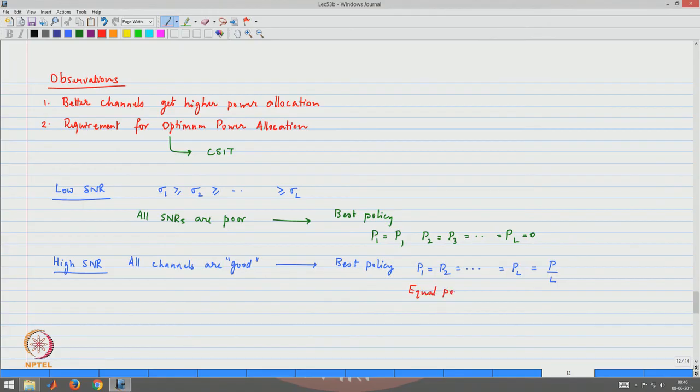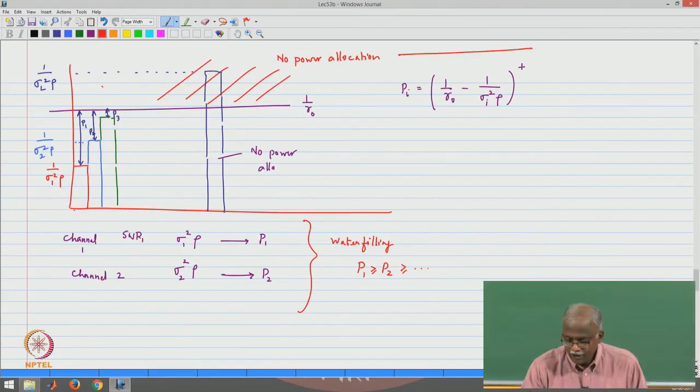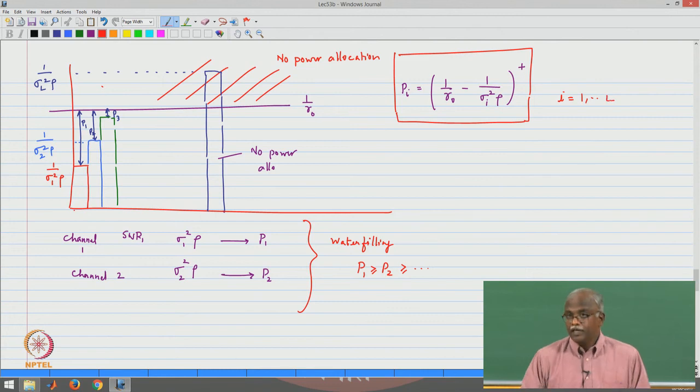This is again another intuitive result. So, to summarize, the best method would be the water filling approach, where we do the power allocation using the threshold for water filling. So, for i equal to 1 through L, we have to obtain the value gamma naught, and then using that we compute the power to be allocated to each of the channels.